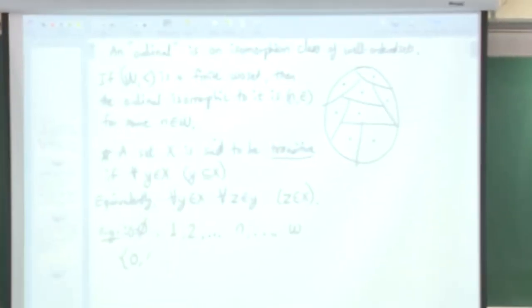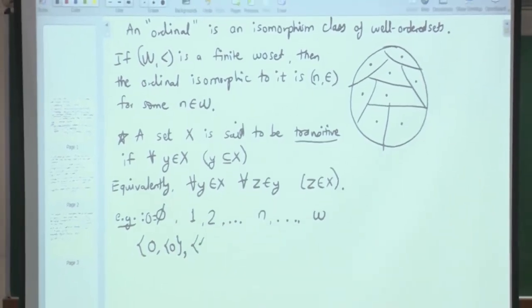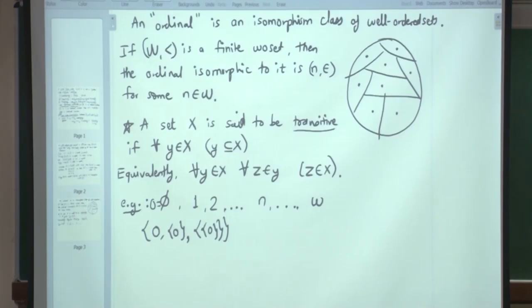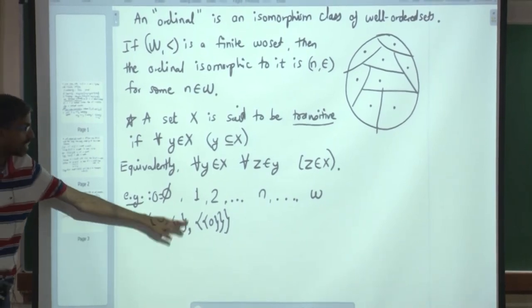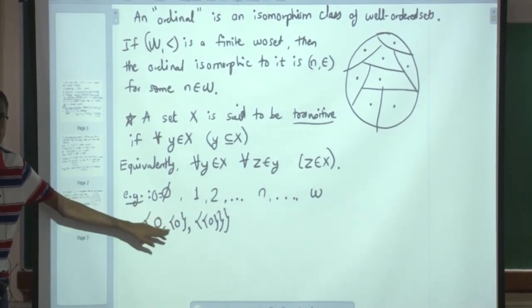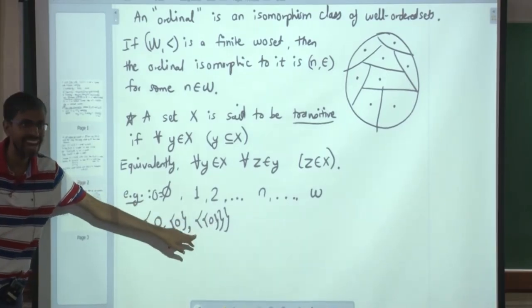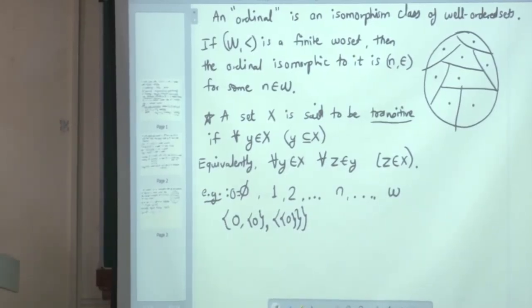But this is not all. We can add a few more. For example, consider this: something which contains 0 and singleton 0, which is 1, and singleton 0. Now observe this. This is transitive because it contains all elements of this. It contains all elements of this also, because one element is here and then its element is this. So this is also transitive. So all of them are transitive sets.